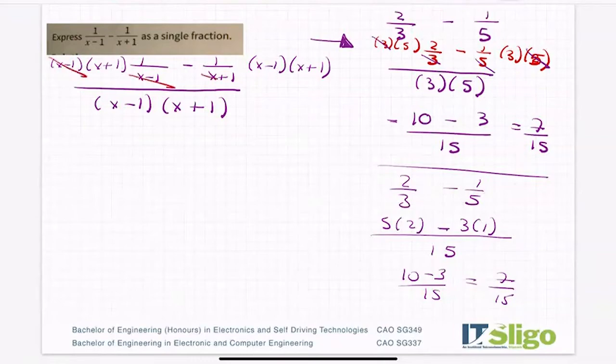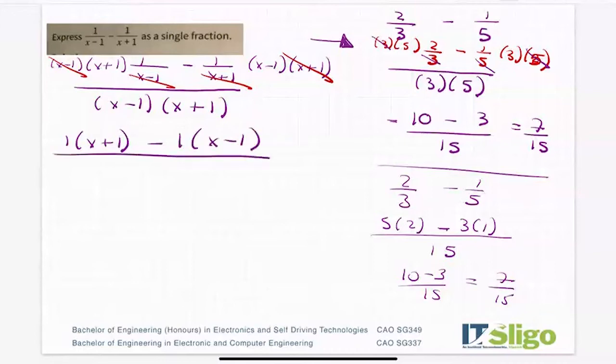He cancels with him, he cancels with him, so that you're left with 1 times x plus 1 minus 1 times x minus 1 over x minus 1, x plus 1. Okay, note, very important, I haven't dropped the bottom line in this one. If this was a solve, that bottom line wouldn't appear. But this isn't a solve, it's write it as a single fraction. So if you drop the bottom line, you've lost your fraction. So you can't drop the bottom line unless it's a solve, unless it has an equals in the middle.